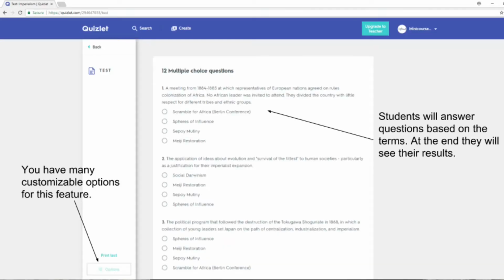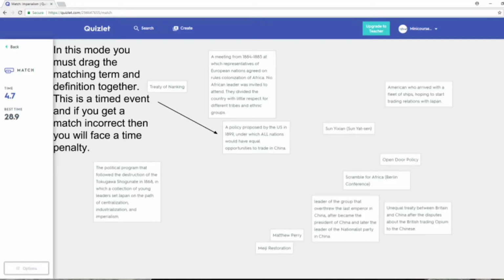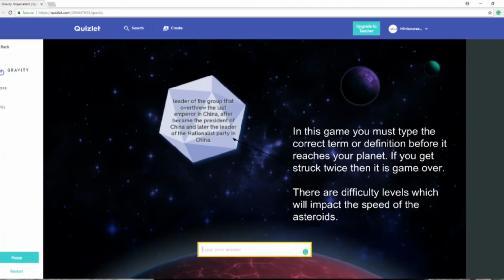There are four different question types, which are written, matching, multiple choice, and true or false. Next, we have Match. You must drag or click the term, which is scrambled along with others. You are competing against yourself and classmates for the fastest time. If you answer incorrectly, there will be a time penalty. The last one is Gravity. This game forces students to think fast in order to keep advancing to the next level. Students are rewarded with more points for how fast they answer correctly.